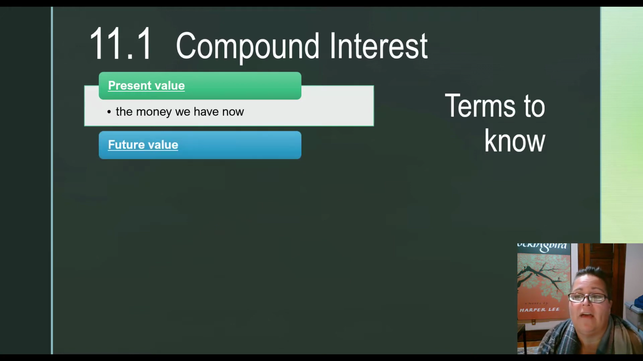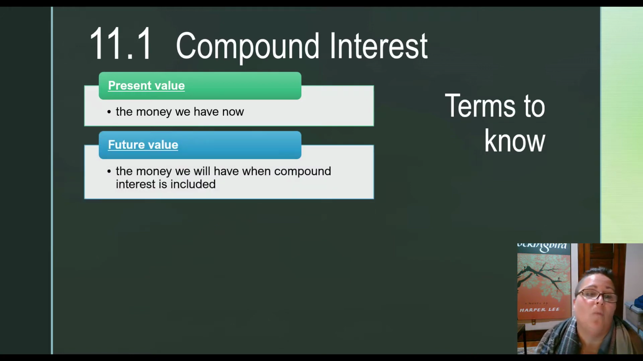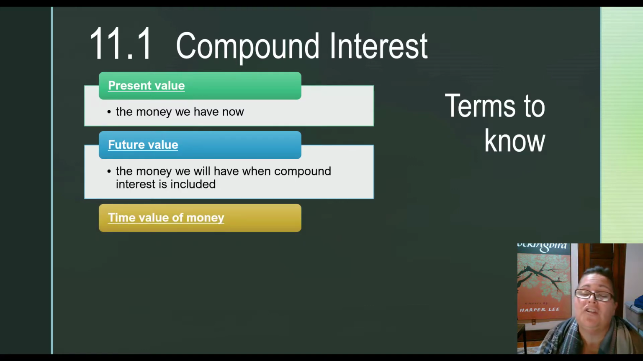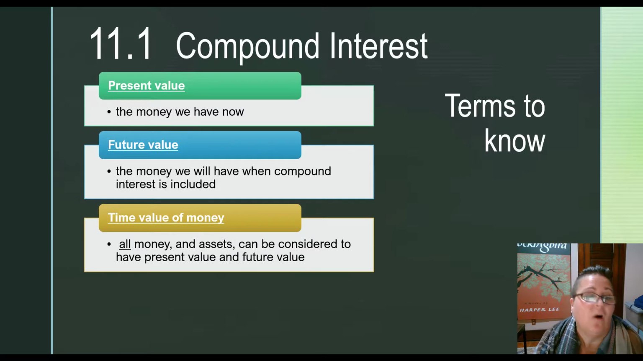The future value is the money that we will have once the compounded interest is included. So the future value of the money depends upon how we're able to invest it, for how long, at what rate, and how often it is compounded. The time value of money we just talked about. That is that all money and assets can be considered to have both a present value, which is face, and a future value.